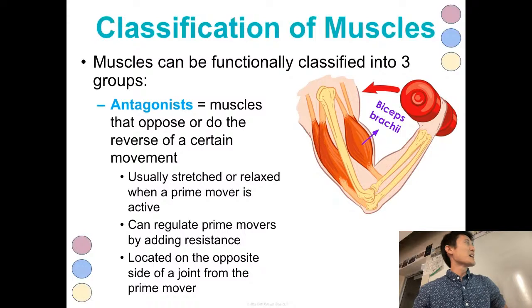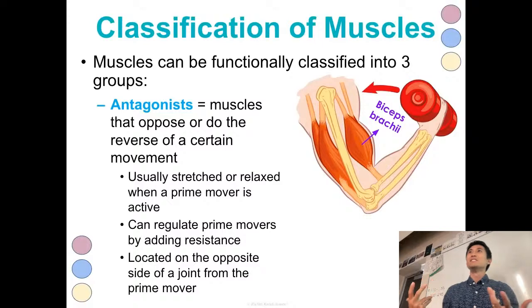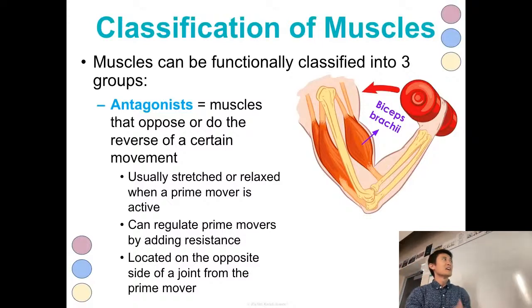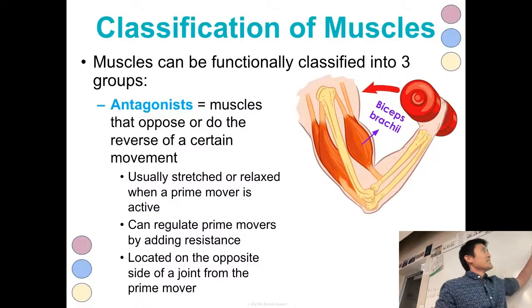Okay, and then lastly, we have muscles that oppose the prime mover. They do the opposite. They pull in the opposite direction as the prime mover. These guys would be antagonists, which makes sense, right? In English, what is an antagonist? Yeah, the villain, the enemy, the bad guy. Antagonists are the muscles that oppose the prime mover to do the opposite.